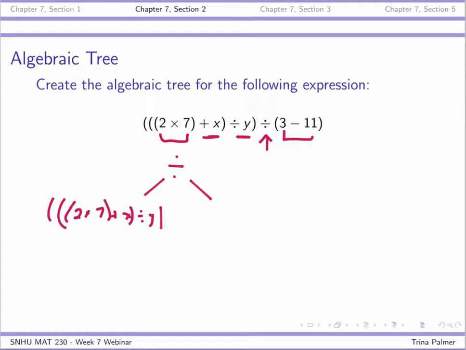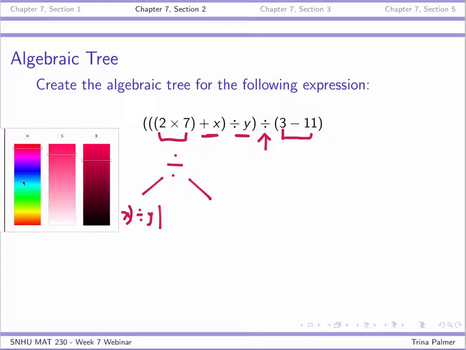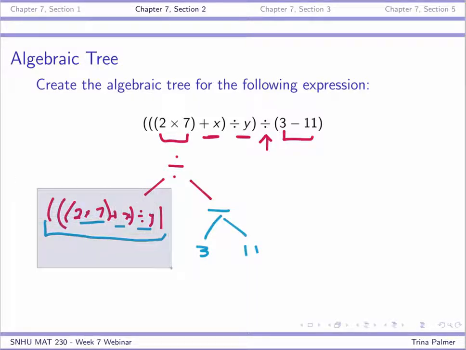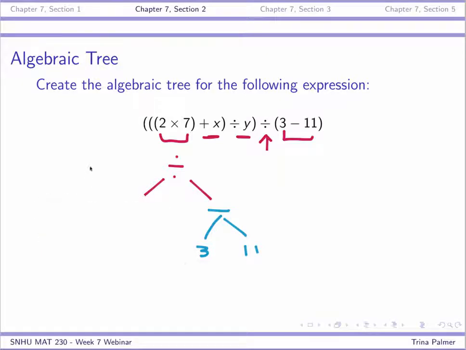So the tree will have the operation. So the operation is the subtraction. The two things I am subtracting are 3 and 11. Looking at this expression, the last thing I would do, so again, the first thing is the 2 times 7, then the plus x, divide by y. So the last operation is the division. So I'm going to use division here.